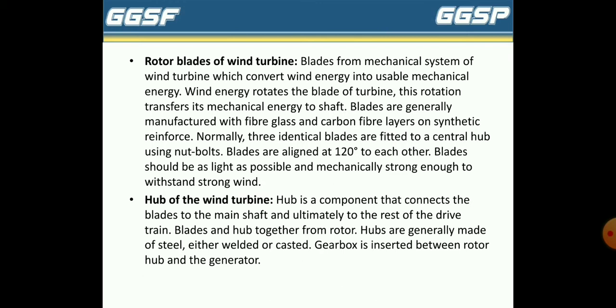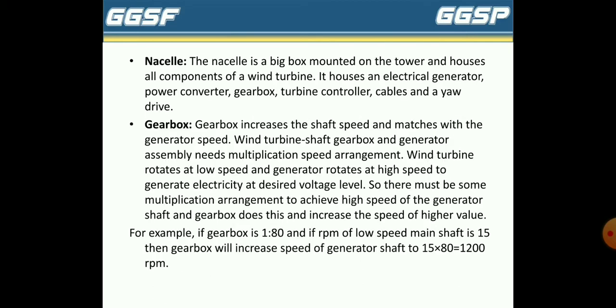Now the hub of the wind turbine. The hub is a component that connects the blade to the main shaft and ultimately to the rest of the drive train. Nacelle. The nacelle is a big box mounted on a tower that houses all components of a wind turbine. Gearbox. The gearbox increases the shaft speed and matches it with the generator speed.